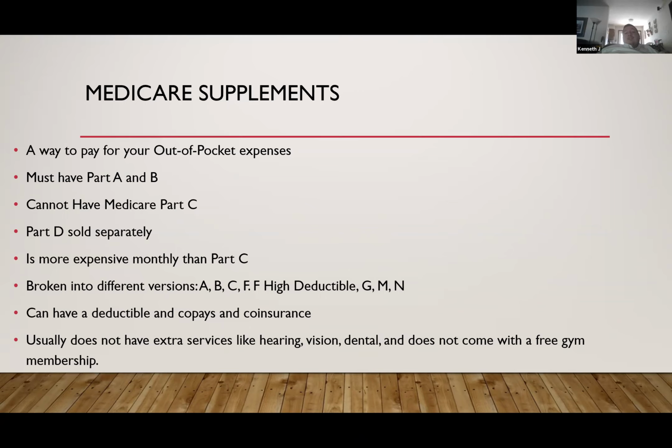And to let you know, C, F, and F high deductible, they are looking at going away as of 2020 other than on group plans. So you will not be offered these at this open enrollment period. Can have a deductible and co-pays and co-insurances. Usually does not have extra services like hearing, vision, dental, and does not come with a free gym membership.